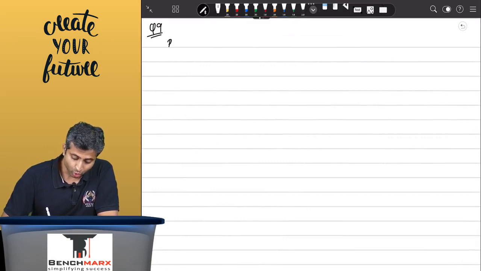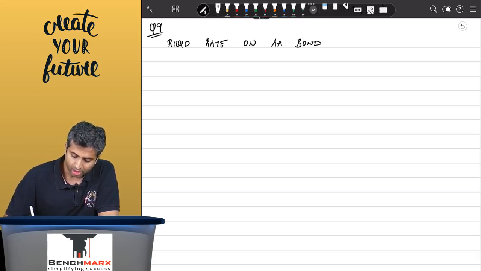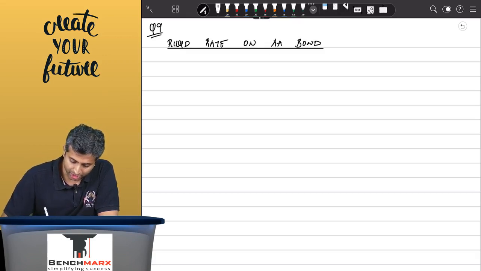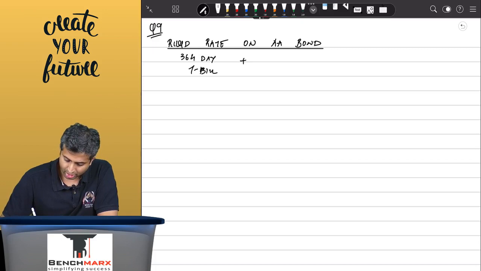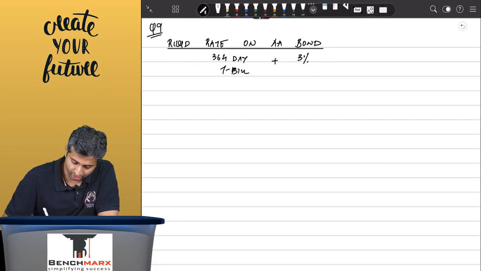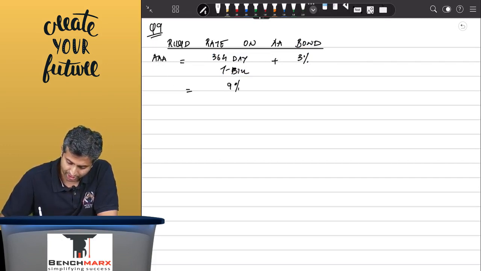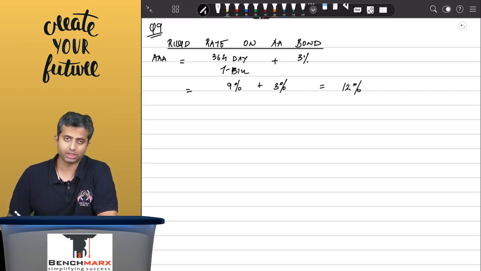Question number 9. So what is the required rate of return? The required rate of return on a AAA rated bond is the 364-day treasury bill rate plus a 3% spread. So the 364-day treasury bill rate will be 9%, to which you add 3, and hence 12% will be the required rate of return on a AAA rated bond.